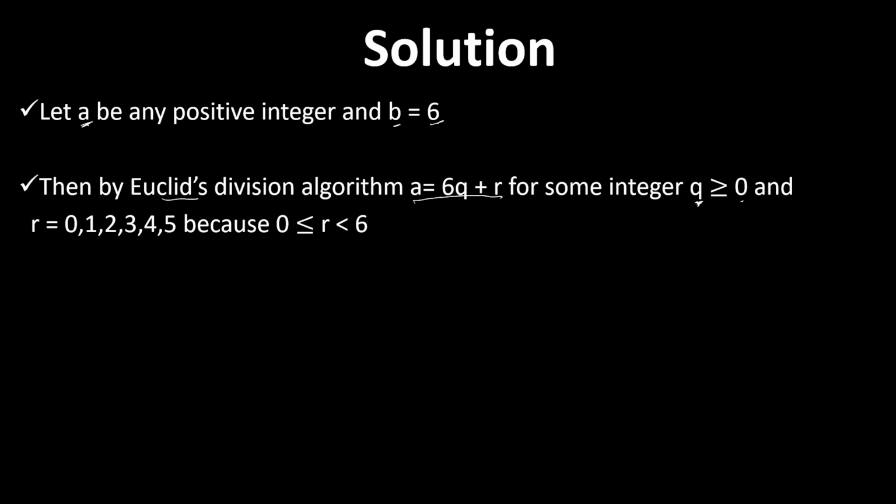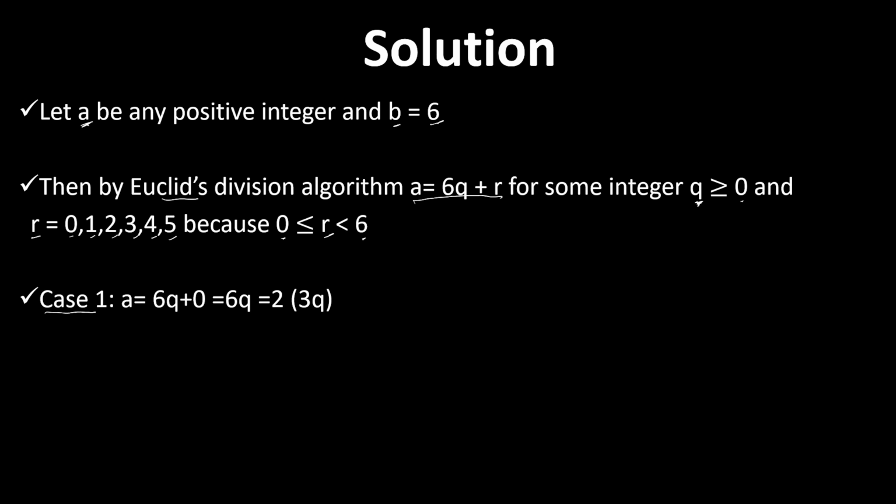And for b equals to 6, the possible remainders would be r will be equals to either 0, 1, 2, 3, 4 or 5. These are the possible remainders for divisor equals to 6 because r is always greater than or equals to 0 and less than 6 as per Euclid's division lemma. We will consider the first case now.